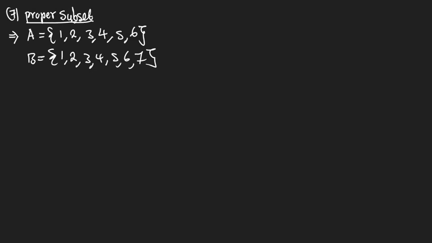Okay, so all the elements in A are in B, but there is at least one element in B which is not in A. Henceforth, A is said to be a proper subset of B. Okay, it's a very simple concept to understand.